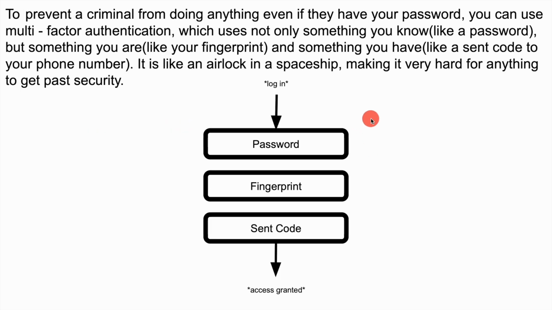And to prevent a criminal, let's say they do get your password, from doing anything important, you have to use multi-factor authentication, which uses something you know, something you are, and something you have, so that a criminal will need to get all of those three to be able to pass through, quote, an airlock. This way, only you, and uniquely you, can pass through this.